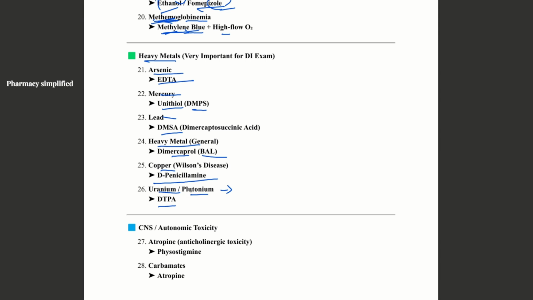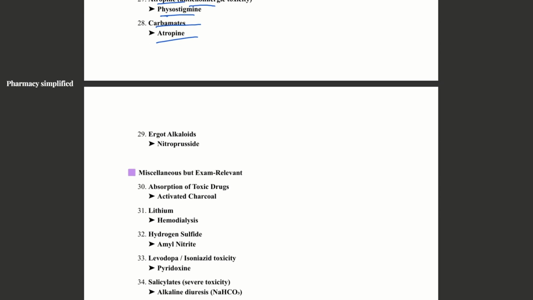If a question asks what is the antidote for radioactive metal poisoning, it will be DTPA. So next is CNS anticholinergic toxicity. For atropine, that is anticholinergic toxicity, we use physostigmine, and for carbamates, we use atropine. So next, for ergot alkaloid, we use nitroprusside.